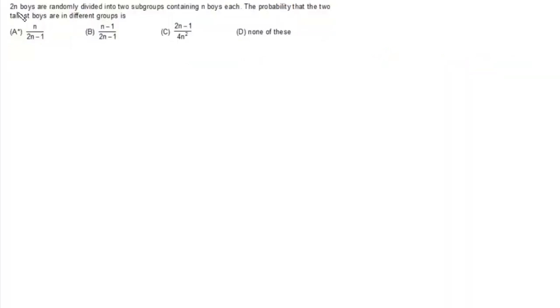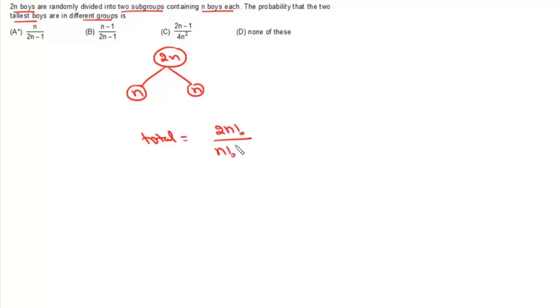Now here the question is, 2n boys are randomly divided into 2 subgroups containing n boys each. The probability that the 2 tallest boys are in different groups is. Now first we'll define the total number of ways of distributing 2n students in groups of n and n. Now this can be done in factorial 2n upon factorial n whole square divided by factorial 2.